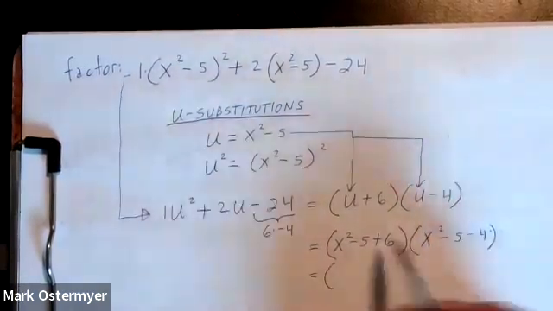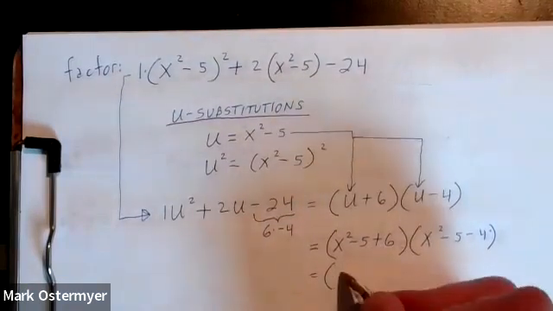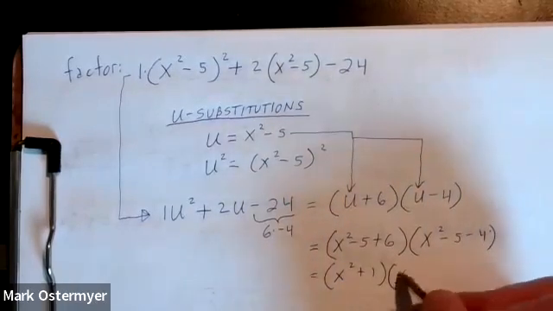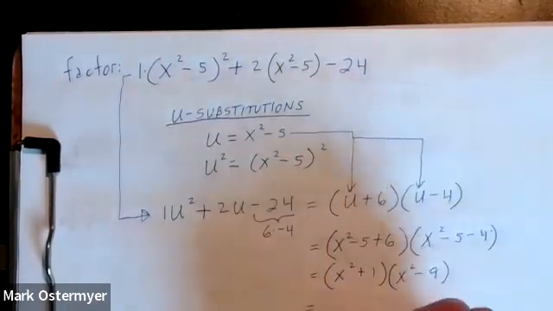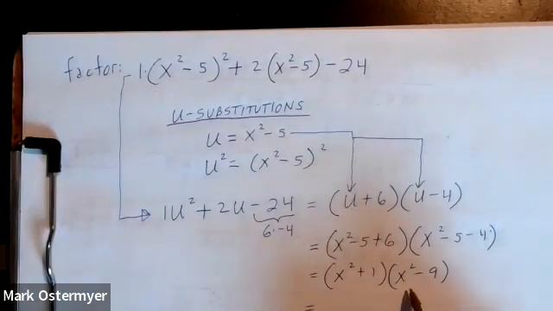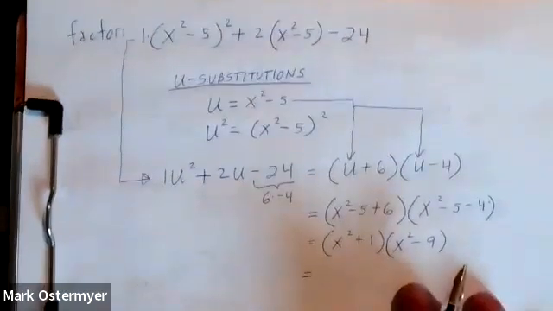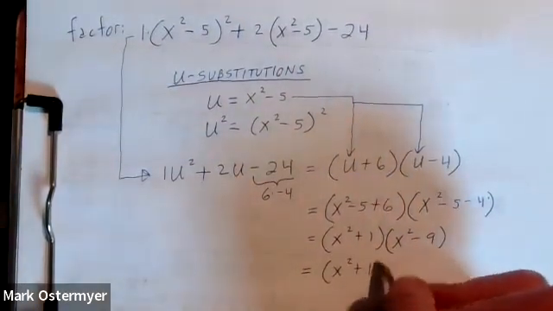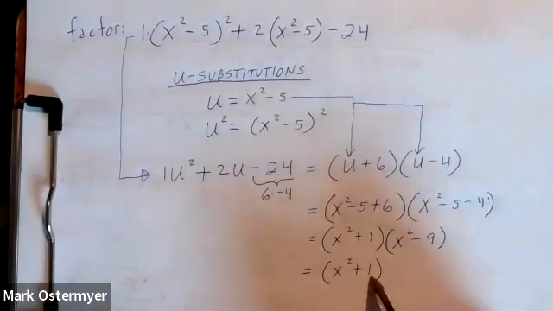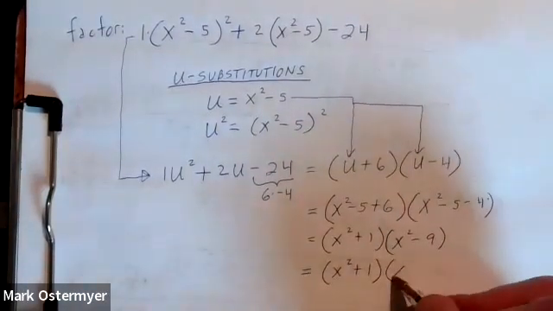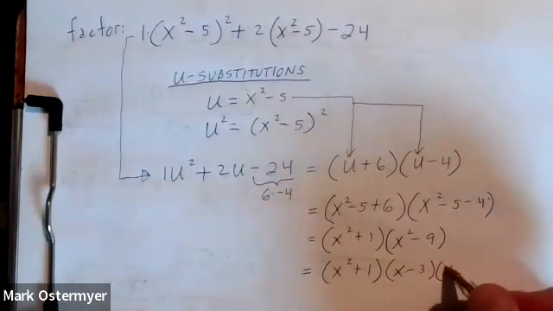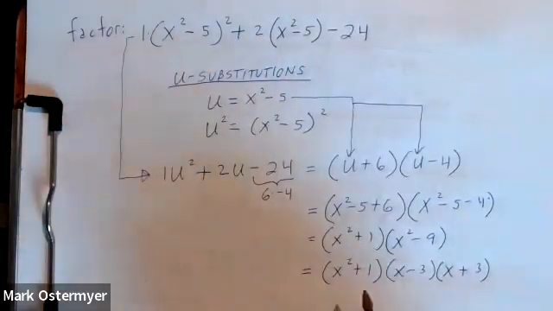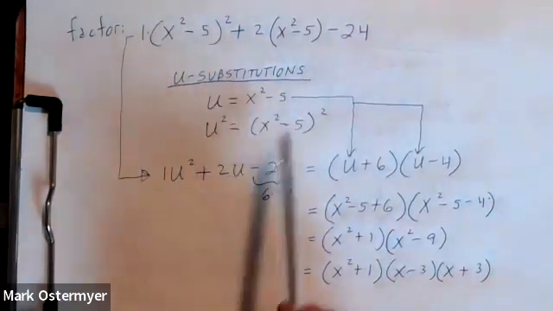And therefore, we simplify this by combining our like constant terms here. We have x squared plus 1 times x squared minus 9. Upon further inspection, we realize that this needs to be further factored down, being the difference of perfect squares. And so, continuing our factoring, x squared plus 1 is the sum of squares, which cannot be factored. But this can be factored into x minus 3 times x plus 3. And we are done. We have completely factored this polynomial utilizing what's called a U substitution.